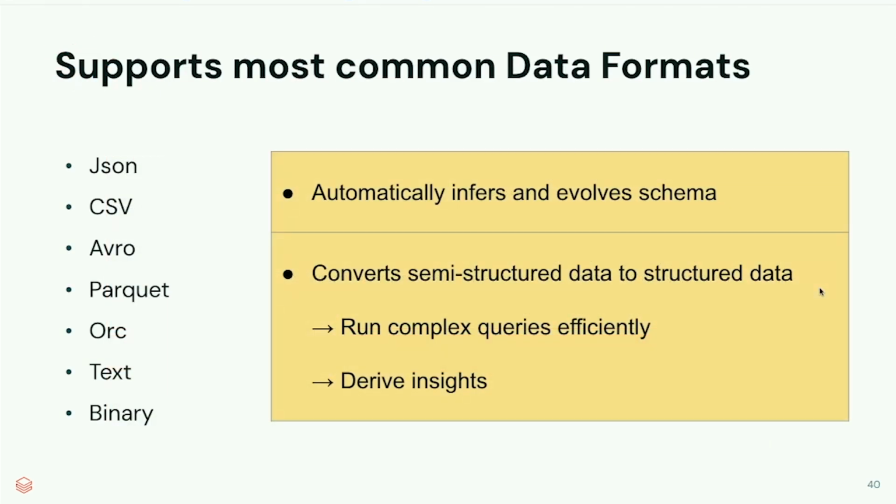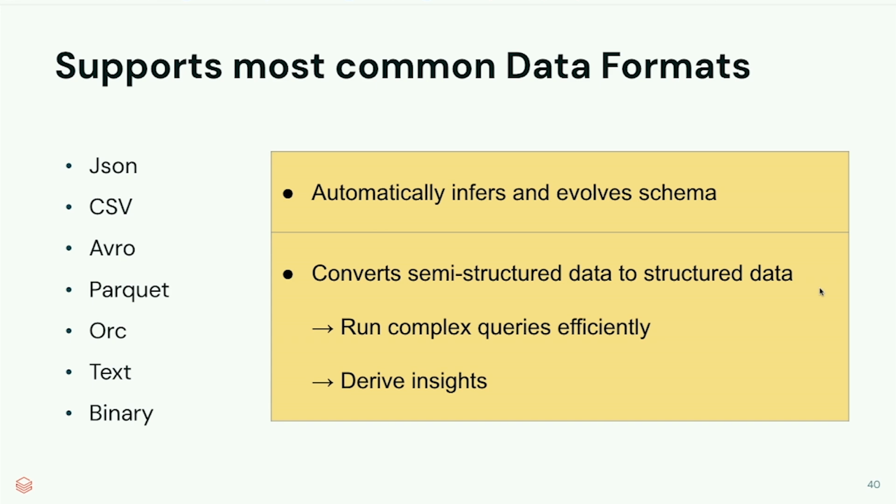So earlier I mentioned that Autoloader is able to consume a large variety of data formats, whether structured or unstructured, like Parquet files, JSON, CSV, and others. And it does so by first processing those files, inferring the schema, and then evolving the schema as and when new fields or any changes happen. And by converting that unstructured and structured data into a structured format, it helps you run your analytical queries.